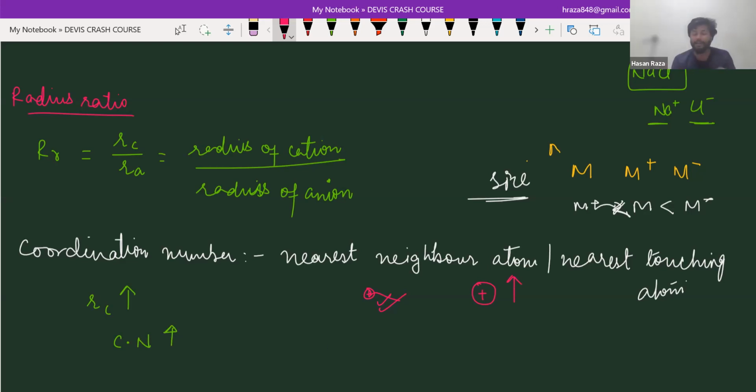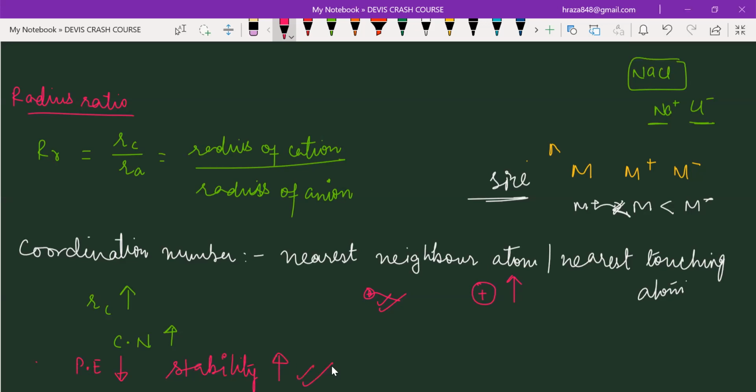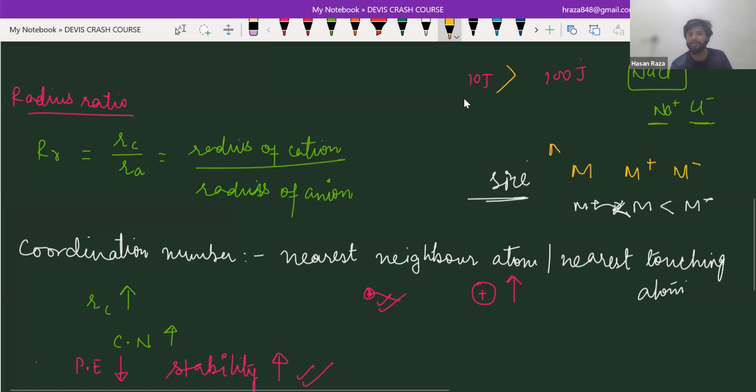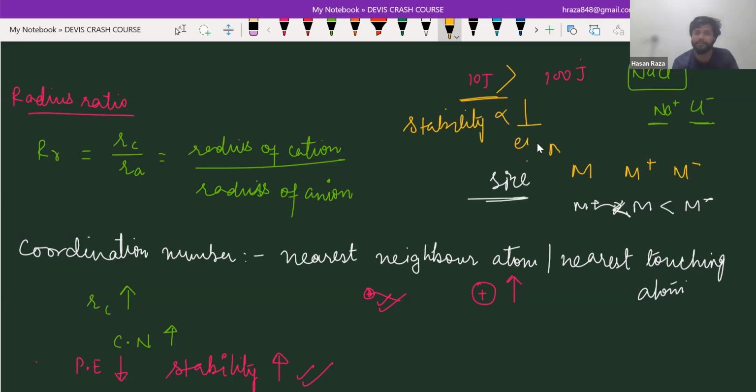And whenever the coordination number is high, that means the cation is surrounded by a large number of anions, so the potential energy is very low. And when energy is low, stability increases. The modern concept of stability is based upon energy. Energy is inversely proportional to stability. If you have a compound with 10 joule energy and another with 100 joule energy, the stable compound is the one with 10 joule energy, because stability is inversely proportional to energy.